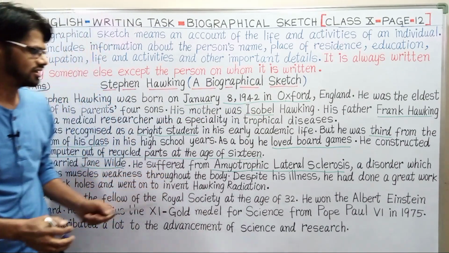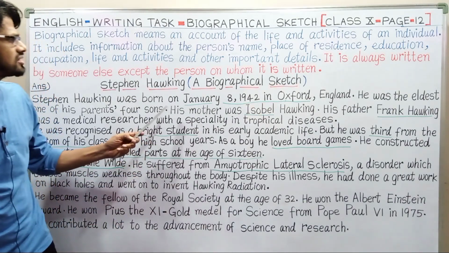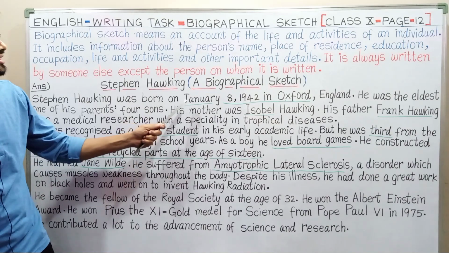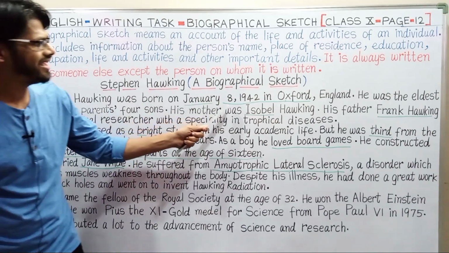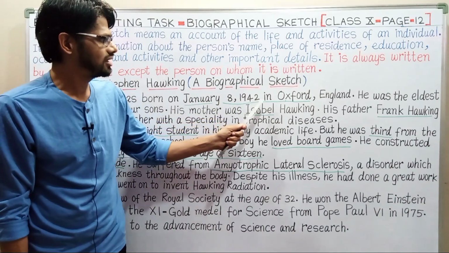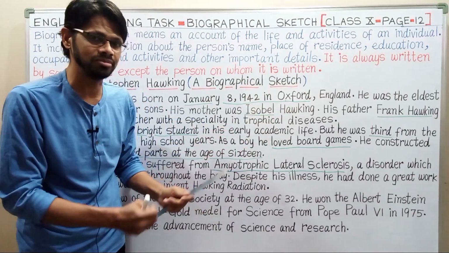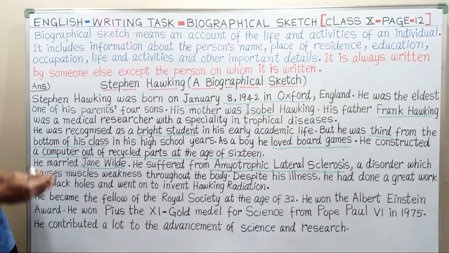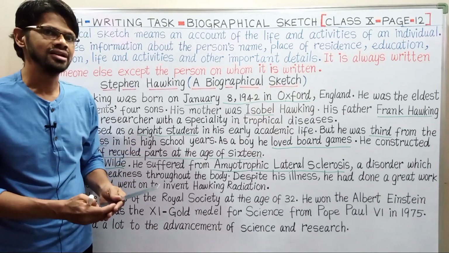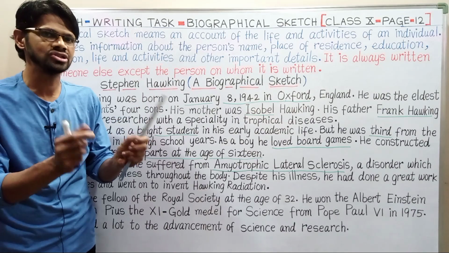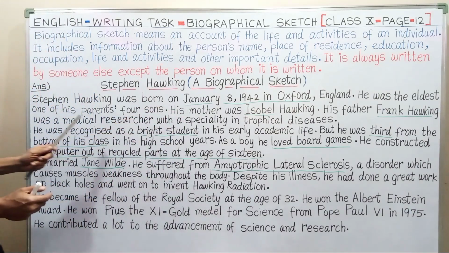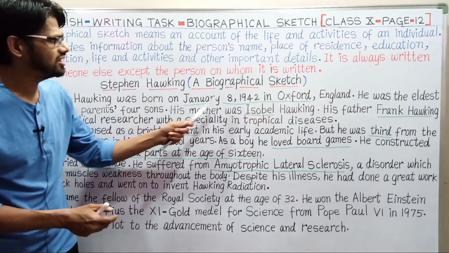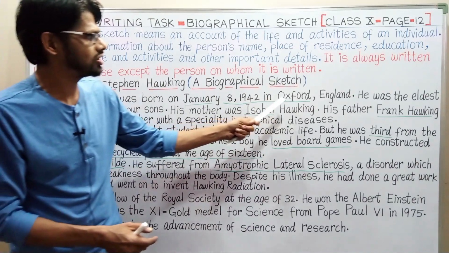Now let us learn here. In the table, what was given? Birth: January 8th, 1942, Oxford, England. It is given in the table. So how to write the same table information? We have to convert it, make sentences, and choose the correct structures of sentences. Here I have given one example: Stephen Hawking was born on January 8, 1942 in Oxford, England.